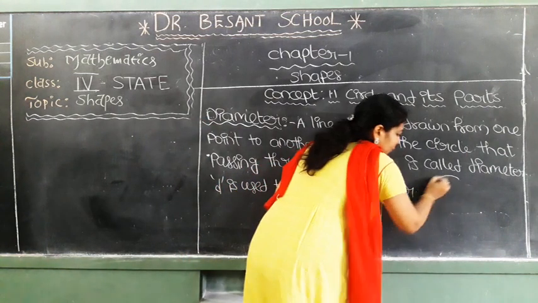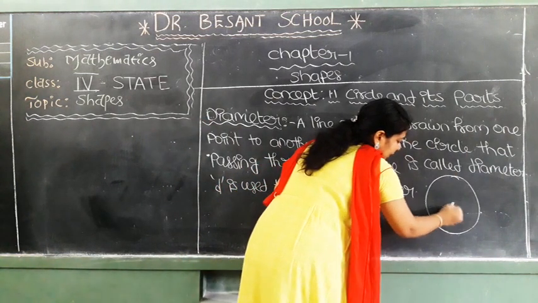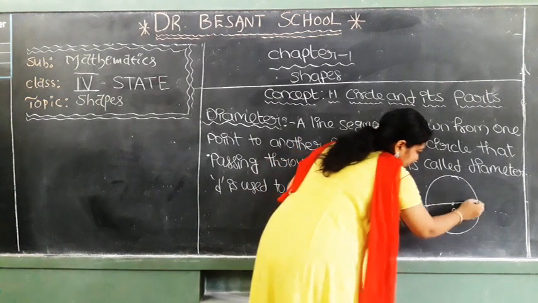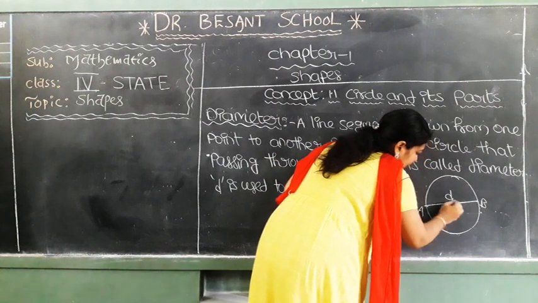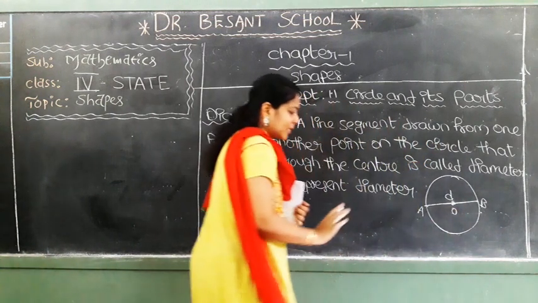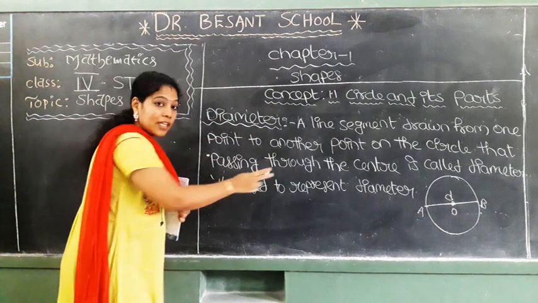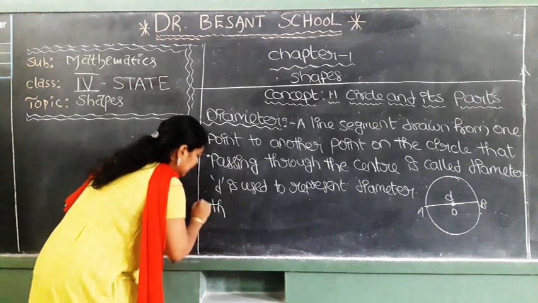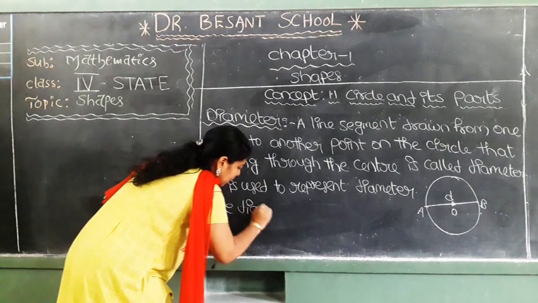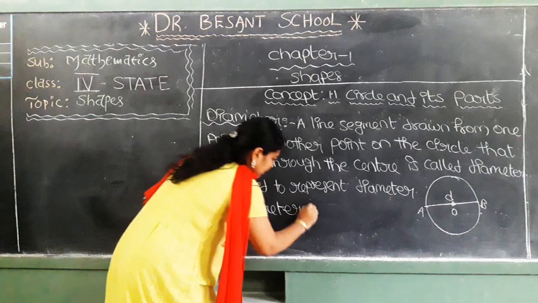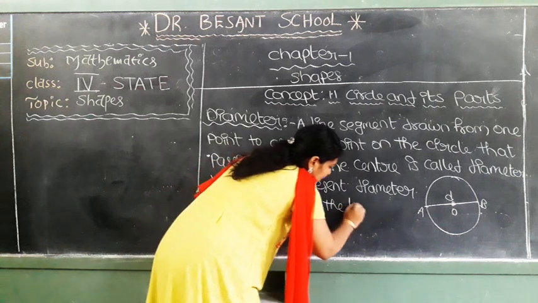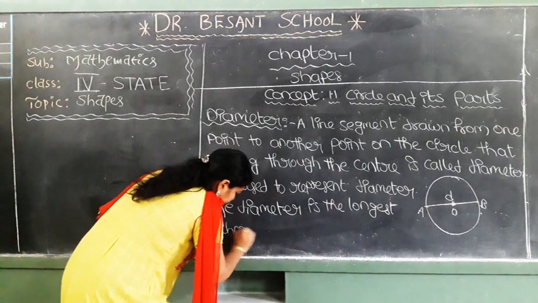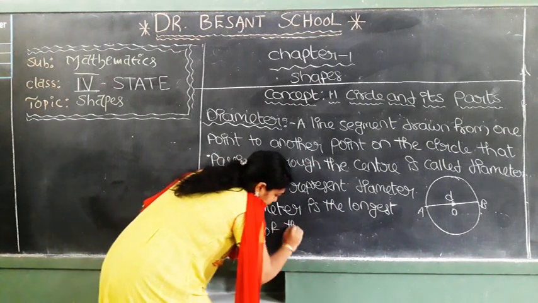Okay children, I am drawing the diameter here. This is the center O and this is the diameter. Here A and B are 2 points. This is the diameter D. We can draw so many diameters in the circle, and this is the longest chord also. The diameter is the longest chord of the circle.